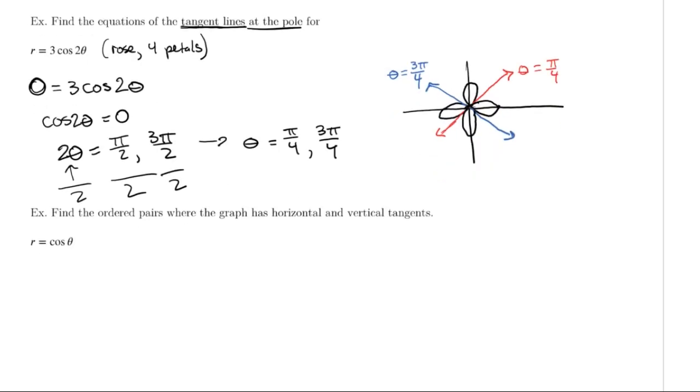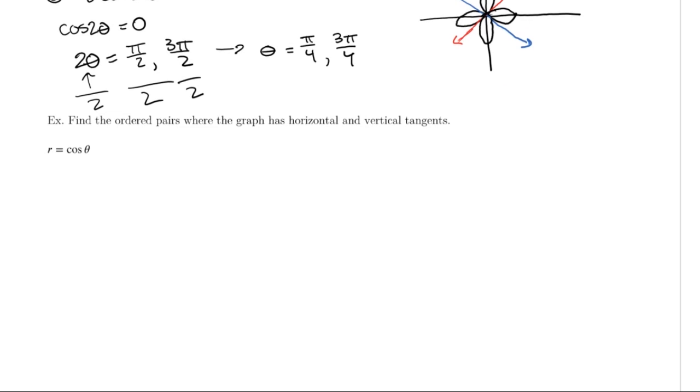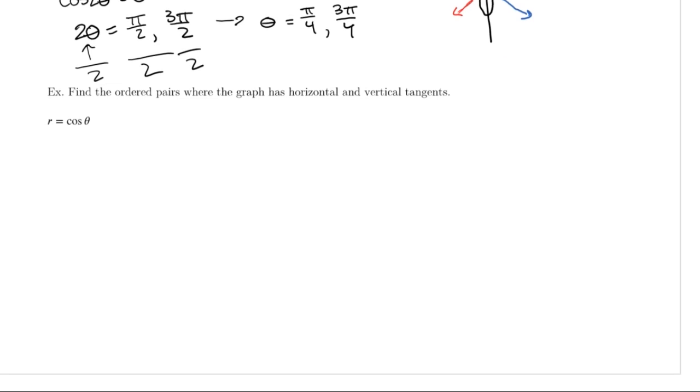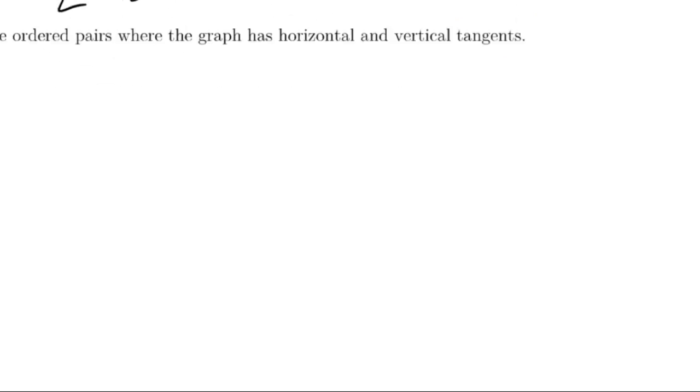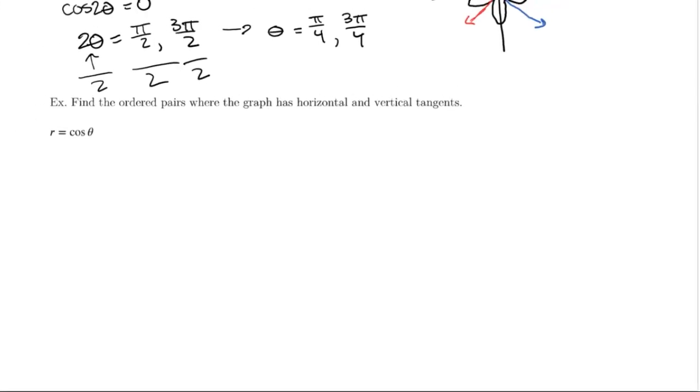All right, last but not least, an example down here. Find the ordered pairs where the graph has horizontal and vertical tangents. So thinking about what we have written up above, let's say we're starting with r equals cosine theta. If we want the ordered pairs where the graph has a horizontal tangent, that is going to be when dy d theta equals 0.